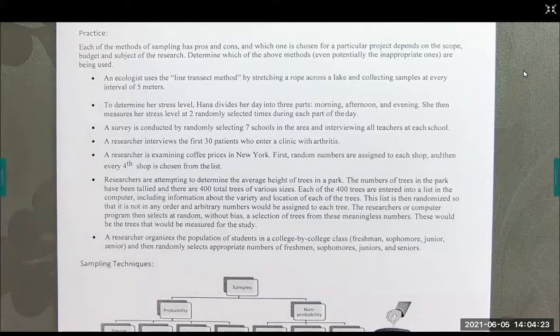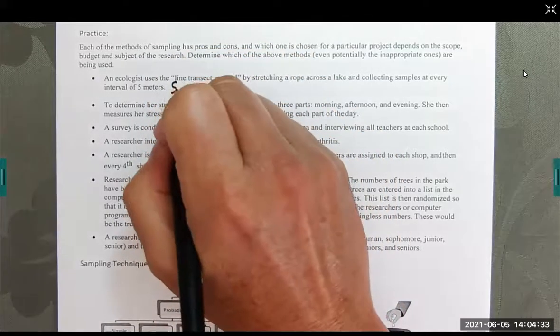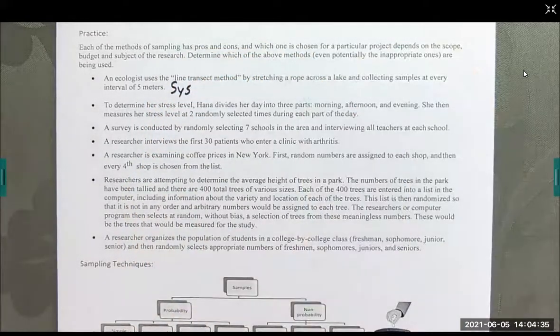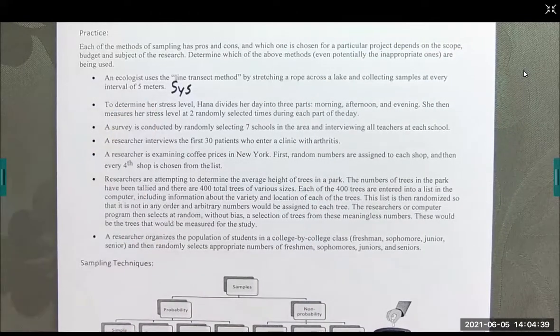An ecologist uses the line transect method by stretching a rope across a lake and collecting samples at every interval of 5 meters. This is definitely systematic. And this is the kth, right? Every 5 meters. Okay, go back to the definition.